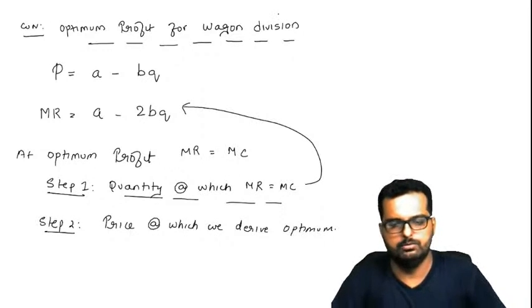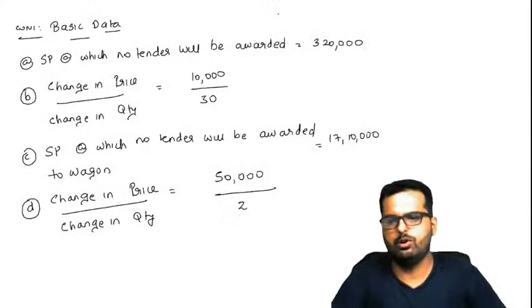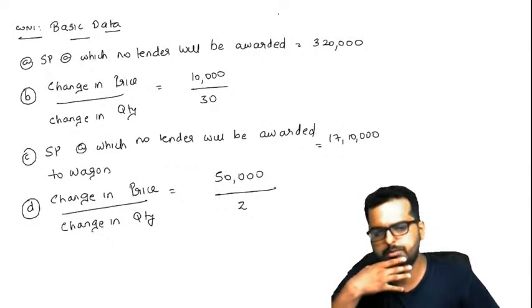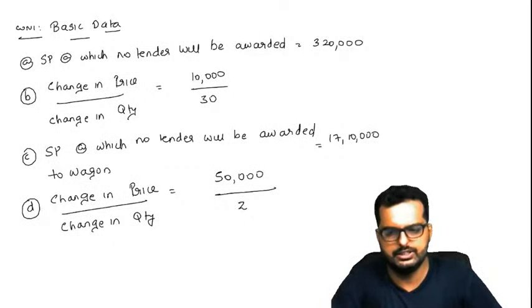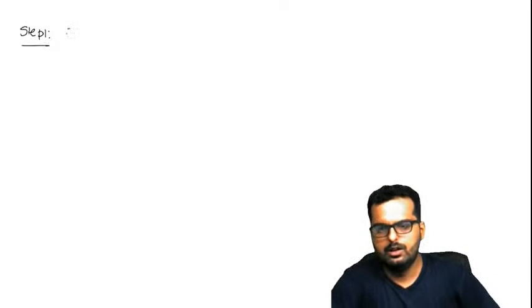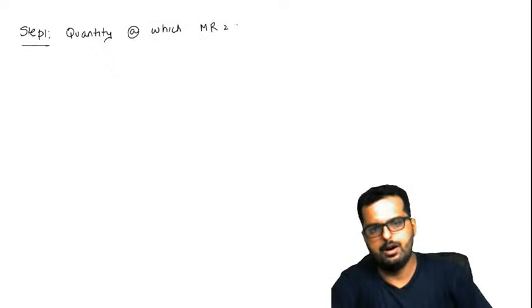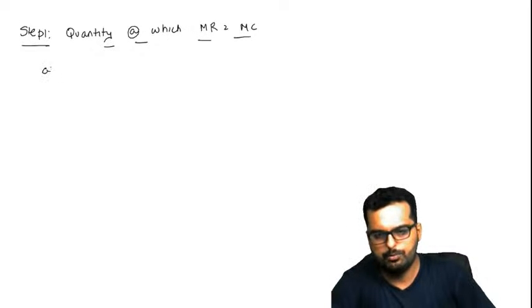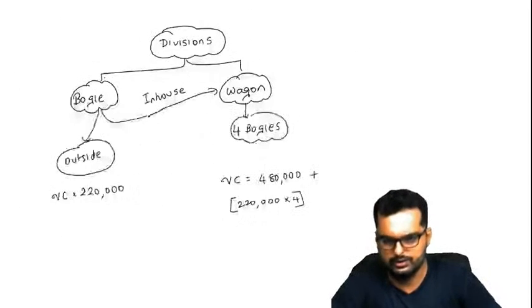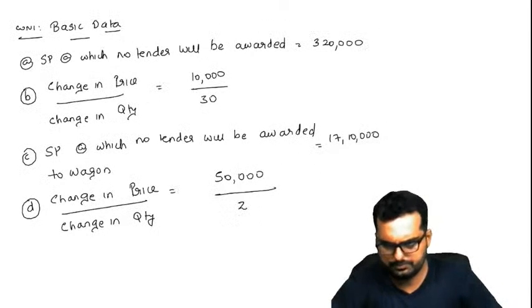Alright friends, shall we do it together now? We know in case of wagon division, the price turns out to be 17 lakh 10,000. And the change in price divided by change in quantity is given as how much? 50,000 divided by 2. So we'll go by step number 1 as I told you earlier. Quantity at which MR is equal to MC. So point number A, I told you MR is equal to A minus 2BQ. So MR will be equal to, we are talking about wagon division, right? For wagon division, how much is the MR?